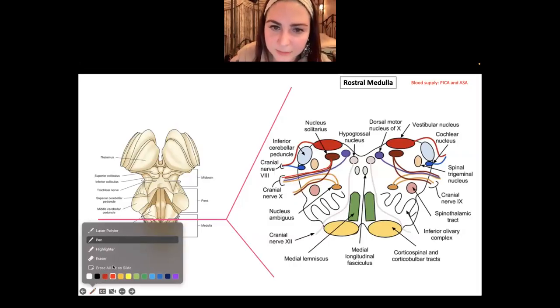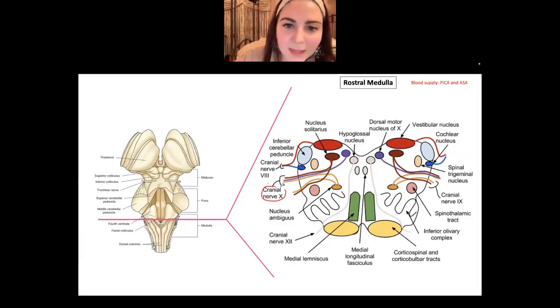It has another, and then, sorry, hold on. I explained that wrong. Cranial nerve 10. So here's cranial nerve 10. It gets a branch from the nucleus solitarius, the NTS. It gets a branch from the dorsal motor nucleus of 10, and it has a branch from the nucleus ambiguus here. So all of these branches from all these nuclei come together, make up cranial nerve 10.